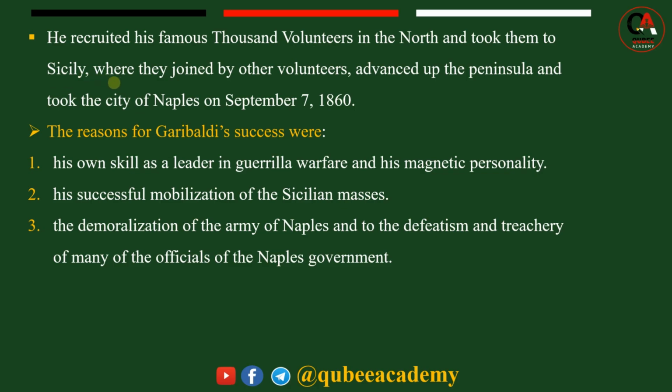They undertook them to Sicily, where they were joined by foreigners. In Sicily, those who went for the unification of Italy with Piedmont also supported Giuseppe Garibaldi. Because of this, they advanced up to the peninsula of Sicily and down to the city of Naples on September 7, 1860.